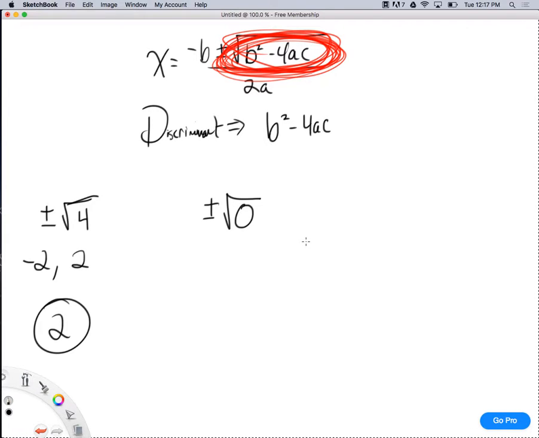Well, what about plus or minus square root of 0? How many possibilities are there for that? 1, right? Well, square root of 0 is just 0. Doesn't matter if it's positive or negative, it's still 0. So the only possibility for that is 0. So there's one solution there.